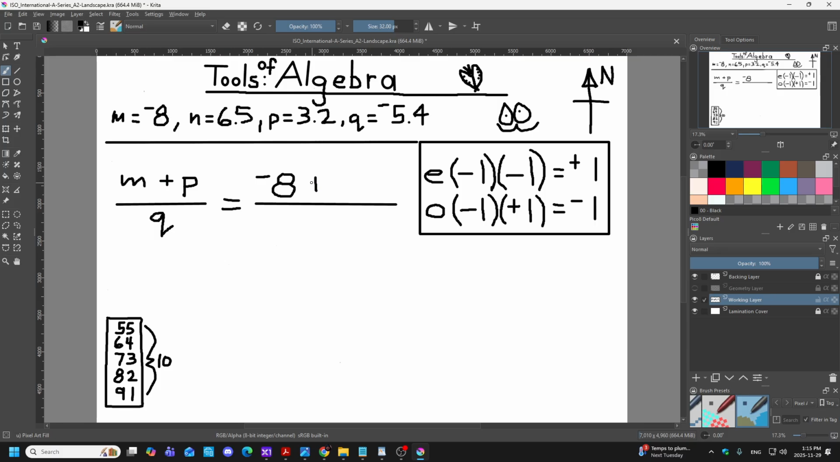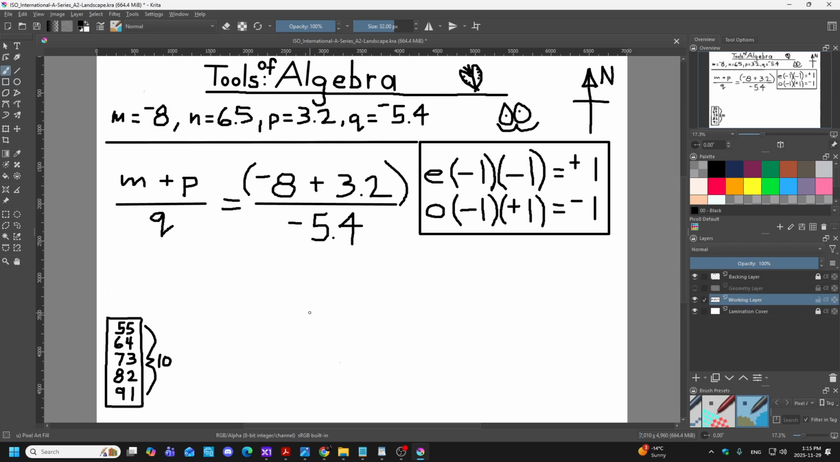Plus P is 3.2. That's all divided by Q, which is also a negative. Again, same logic, guys and gals. You must complete the numerator first, just like, you could kind of think of it as BADMAS, PADMAS.